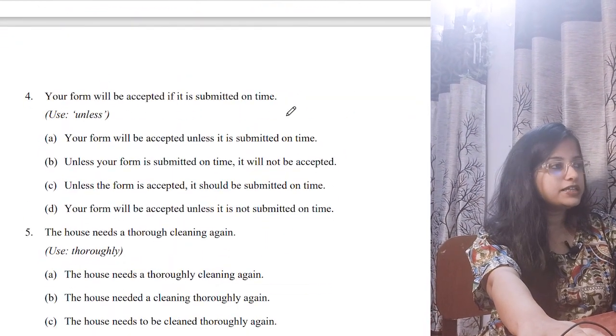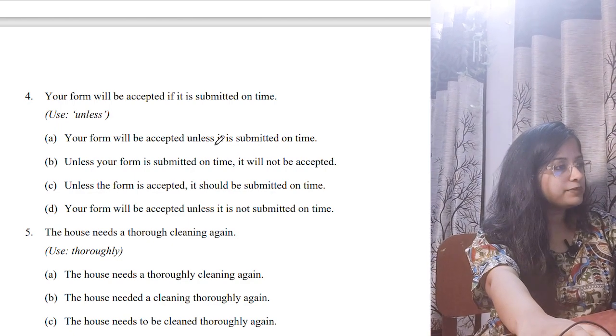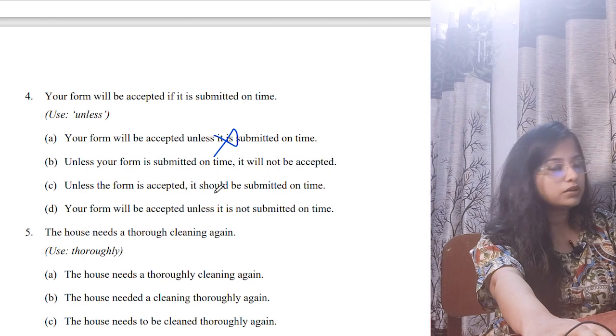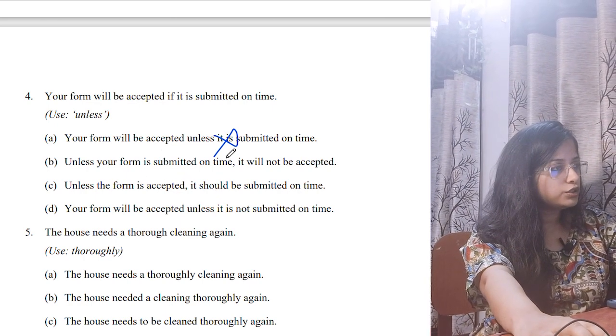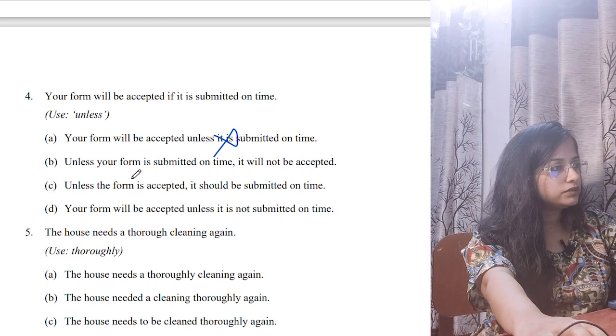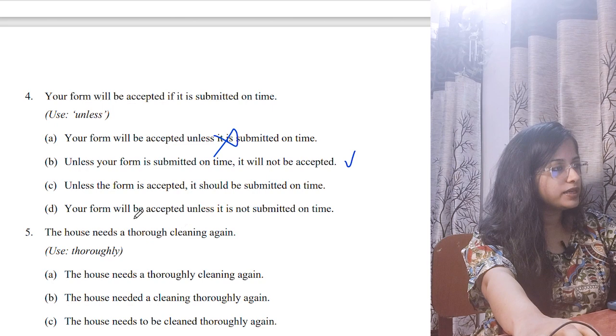Your form will be accepted if it is submitted on time. So your form will be accepted unless it is submitted. No. Unless it is submitted is not possible. Your form, unless your form is submitted on time, it will not be accepted. This seems to be correct.